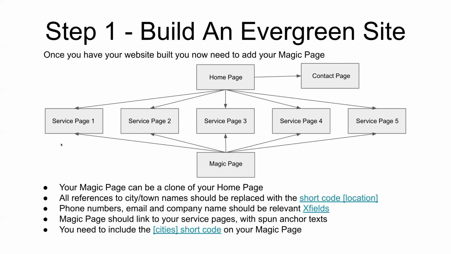Okay, now you've got your website built. So you've got your main website built. Now what we do is we create our Magic Page. Your Magic Page can be a copy of your home page, which is what I tend to do because I'm a bit lazy like that. But I've already put the time and effort in to build a decent home page. It's a landing page basically, and it's got reference to all of my service pages. And again, my Magic Page is going to have references to all of the service pages.